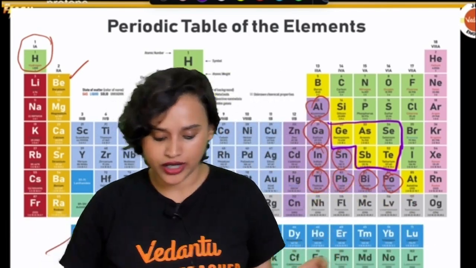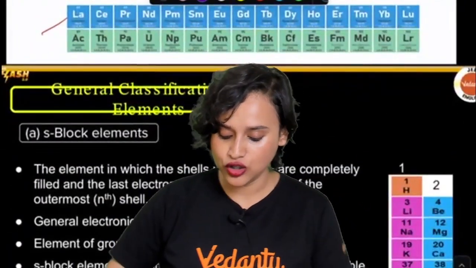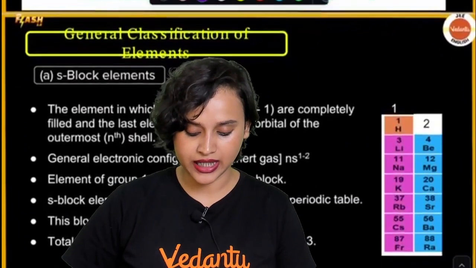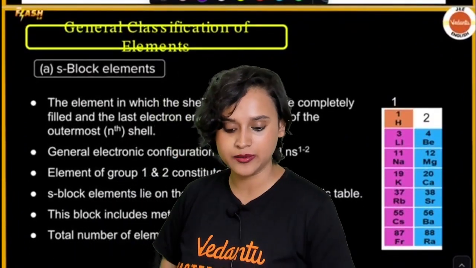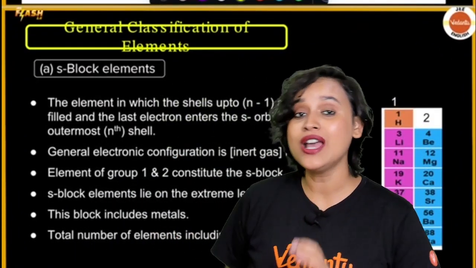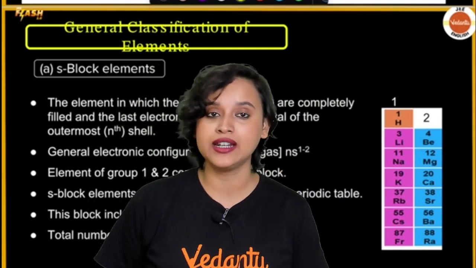All right. Clear? Okay. Now, let us have a look at our S block elements, everybody. Let us study them a little bit better. Now, S block elements, how do you write their electronic configuration?